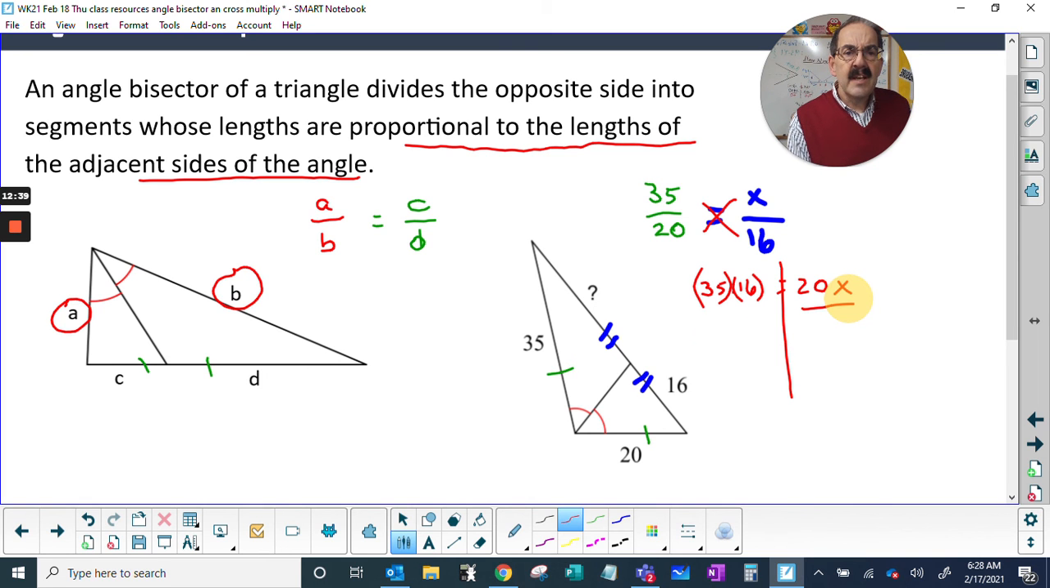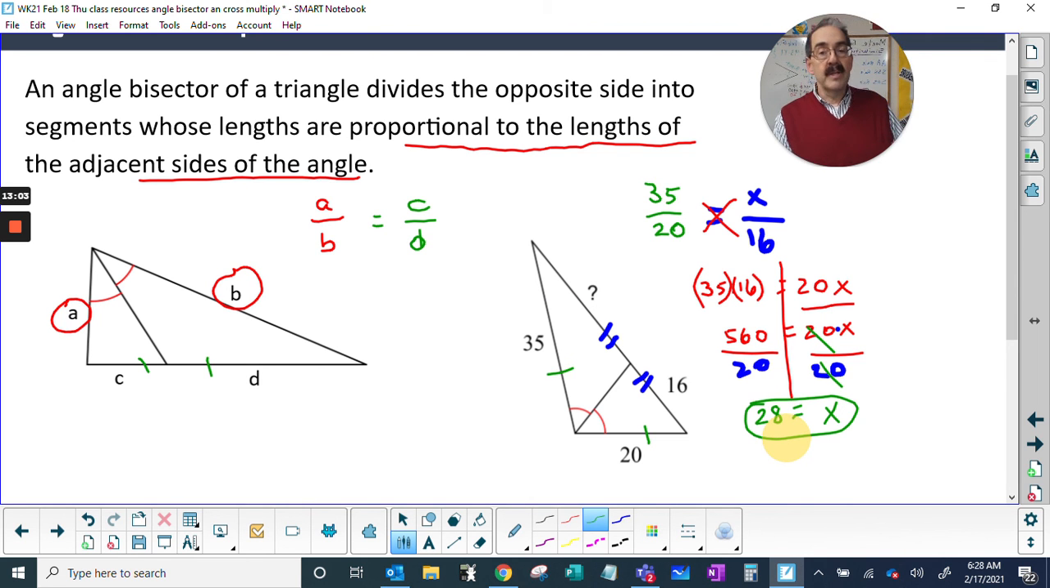560. 560 equals 20x. The opposite of multiply. There's a dot right there. Divide both sides by 20. Okay, and we win. X equals 28. Okay, and it wouldn't have mattered which direction we go. Want to go this way? Get the same answer. 35 goes to x as 20 goes to 16. Can you see how 20x, boom, 35 times 16, boom.